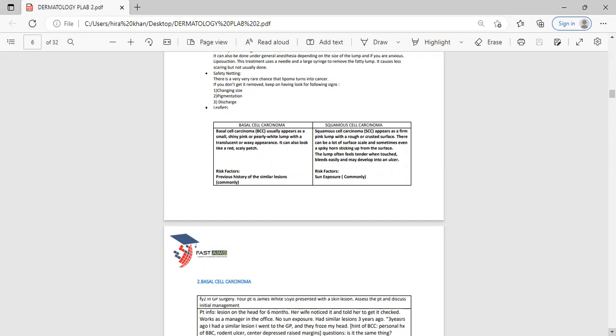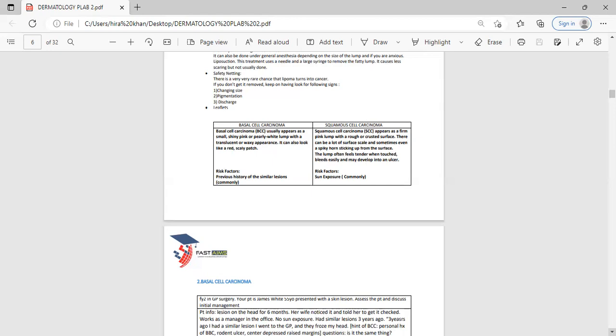Okay, whereas in the squamous cell carcinoma, the lesion appears like a small lump, and it's very similar to the normal skin color. And sometimes even a spiky horn sticking up from the surface, you can say, like reddish something, it will appear like the bleeding is coming out of it. So the appearance would be like this, and it will be pink lump with a rough or crusted surface. And basically, in squamous cell carcinoma, the risk of bleeding is higher as compared to basal cell carcinoma.